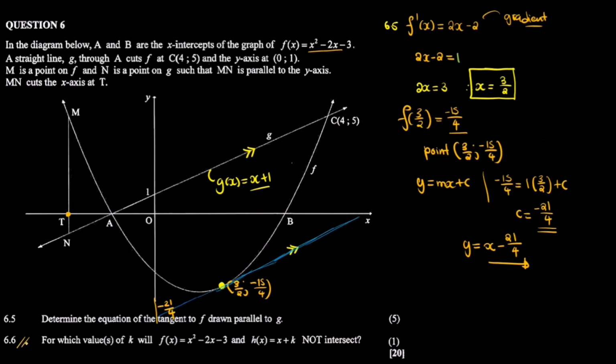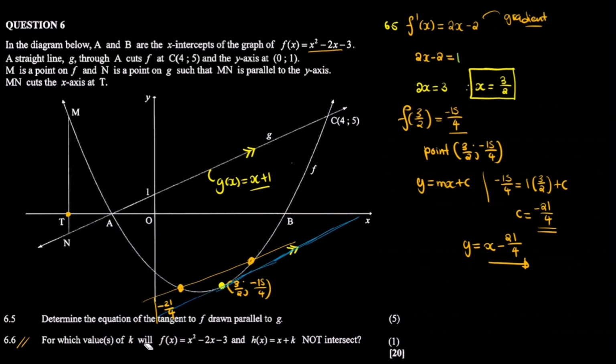So 6.5, they're saying for which values of k? Remember, what is k? k is this value over here, so it's essentially the y-intercept. They're saying for which values of k will this parabola and this straight line not intersect? We know that when this y-intercept is negative 21 over 4, it intersects once. But if k is greater than negative 21 over 4, that tangent line is going to shift up, and essentially we're going to intersect twice.